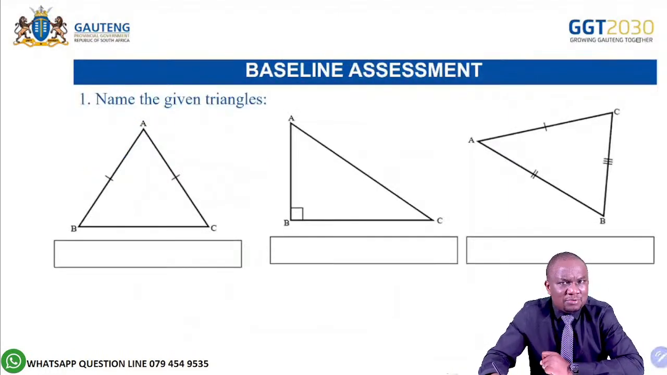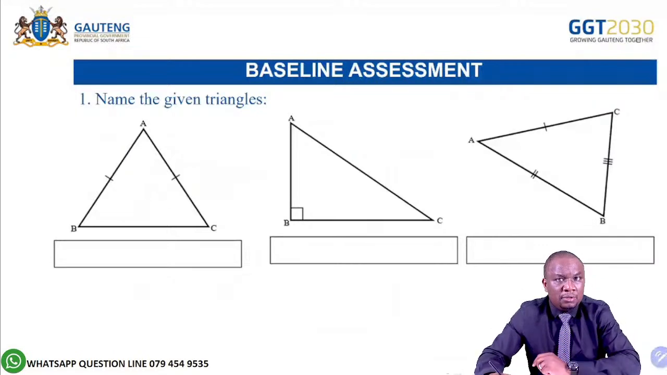Right, let's just do a simple activity. I want you to name the given triangles. Let's just remind ourselves about the types of triangles. One minute on these three, just one minute.